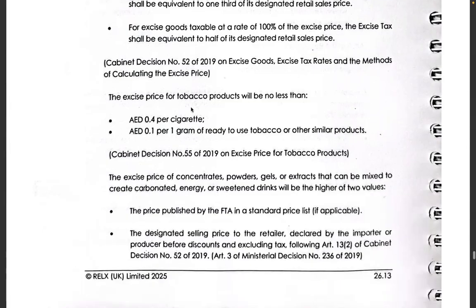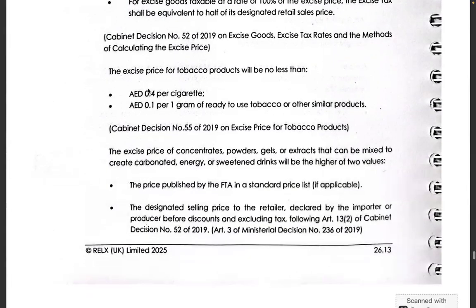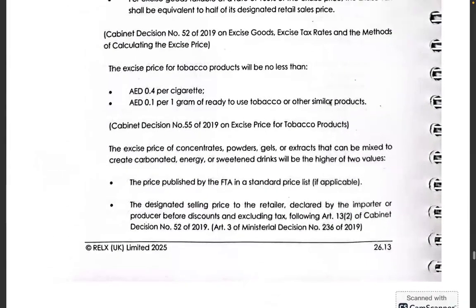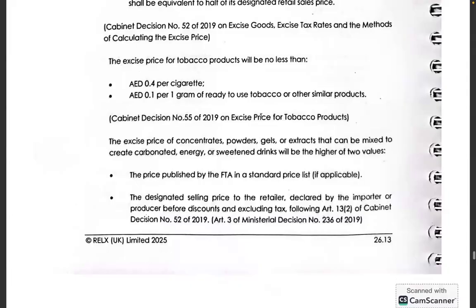The excise price for tobacco products will be no less than 0.4 dirhams per cigarette, 0.1 dirham per 1 gram of ready-to-use tobacco or other similar product. So this is the excise price for tobacco products.